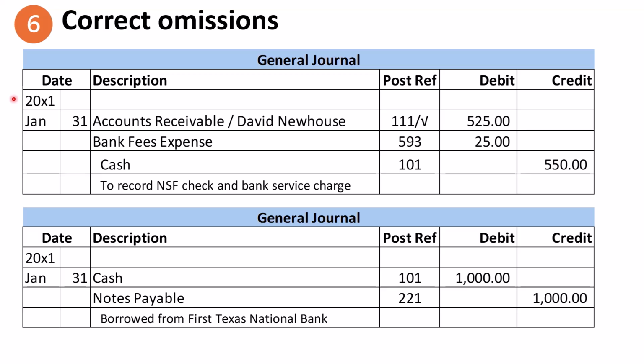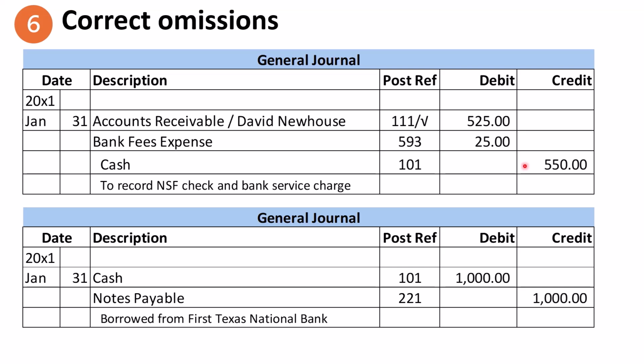The first journal entry records the NSF check and the bank service charge. When David Newhouse's check was returned by the bank, the company no longer had valid payment for the amount owed. Therefore, we need to increase accounts receivable by debiting accounts receivable and the David Newhouse subsidiary account for $525. We also record the $25 bank service charge by debiting bank fees expense. Finally, we credit cash for the total reduction in the bank account of $550.